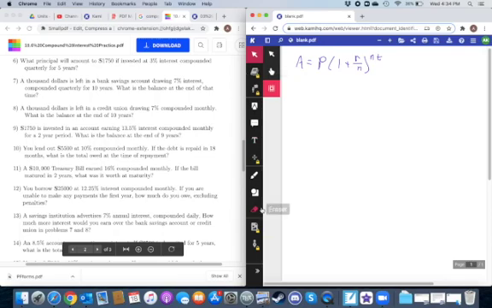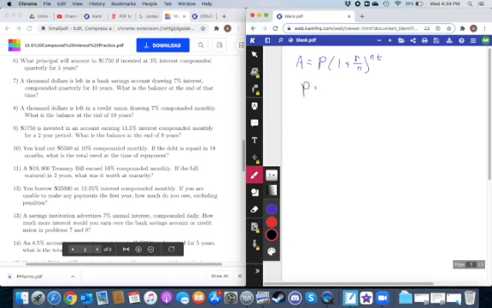Okay. So let's say we have this situation. I'm going to invest, let's say $1,000. We'll keep it simple. I want my final amount to be 1,500. I know that my interest rate is 3%, so 0.03. And I know that this is compounded quarterly, so 4.